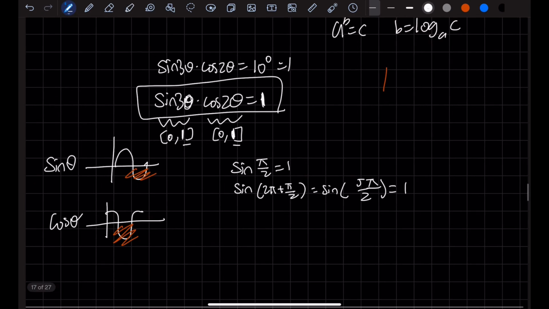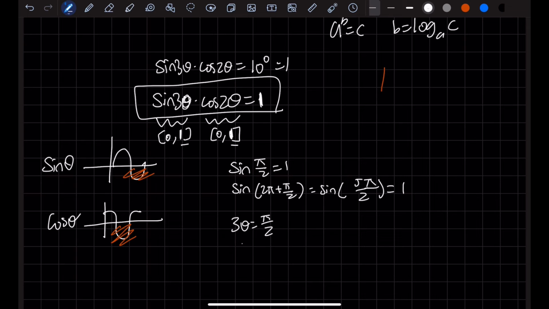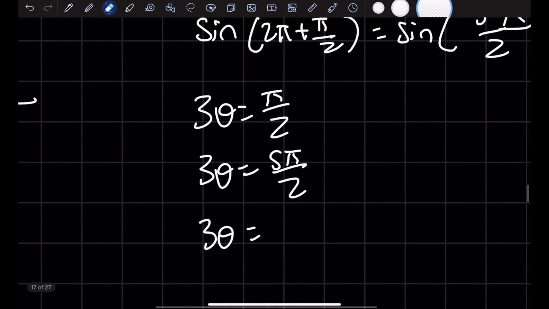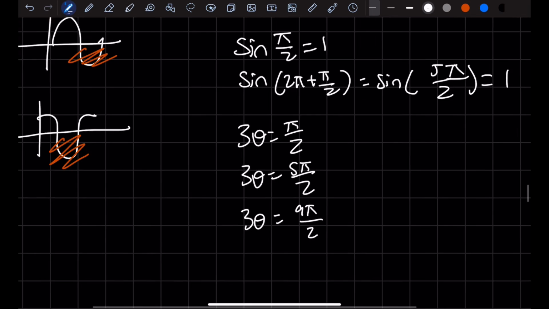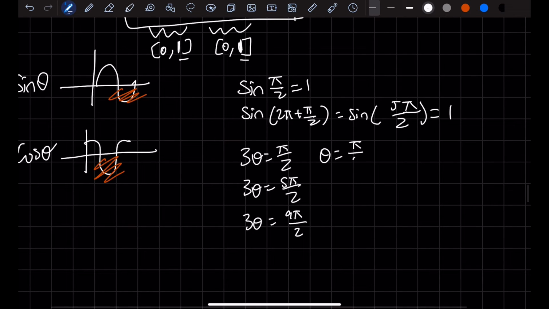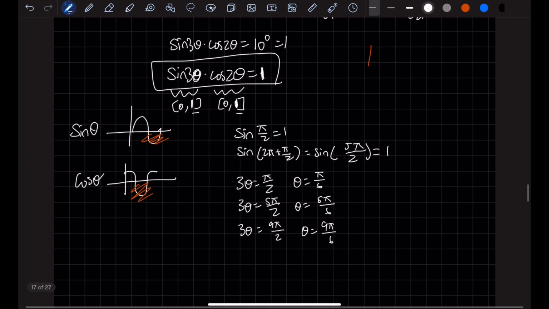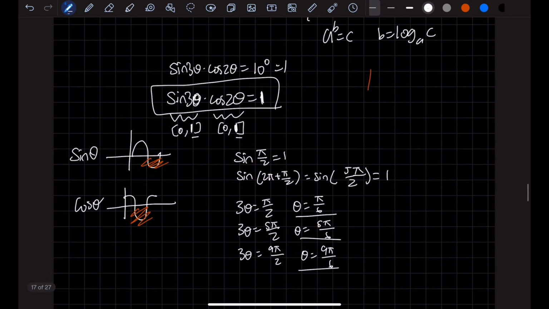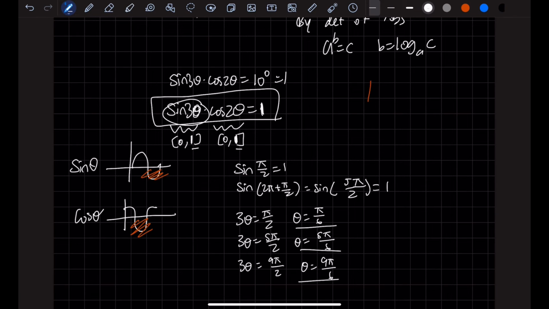This gets 1. So 3 theta equals pi over 2, 3 theta equals 5 pi over 2, 3 theta equals 5 pi over 2 plus 2 pi, which is going to be 9 pi over 2. Theta will be pi over 6, theta will be 5 pi over 6, theta will be 9 pi over 6. Okay, so these are the thetas that, when you plug into sine of 3 theta, will give out a 1. Now, does cosine have the exact same thetas for this to happen? Because they're the same argument, they're the same theta.